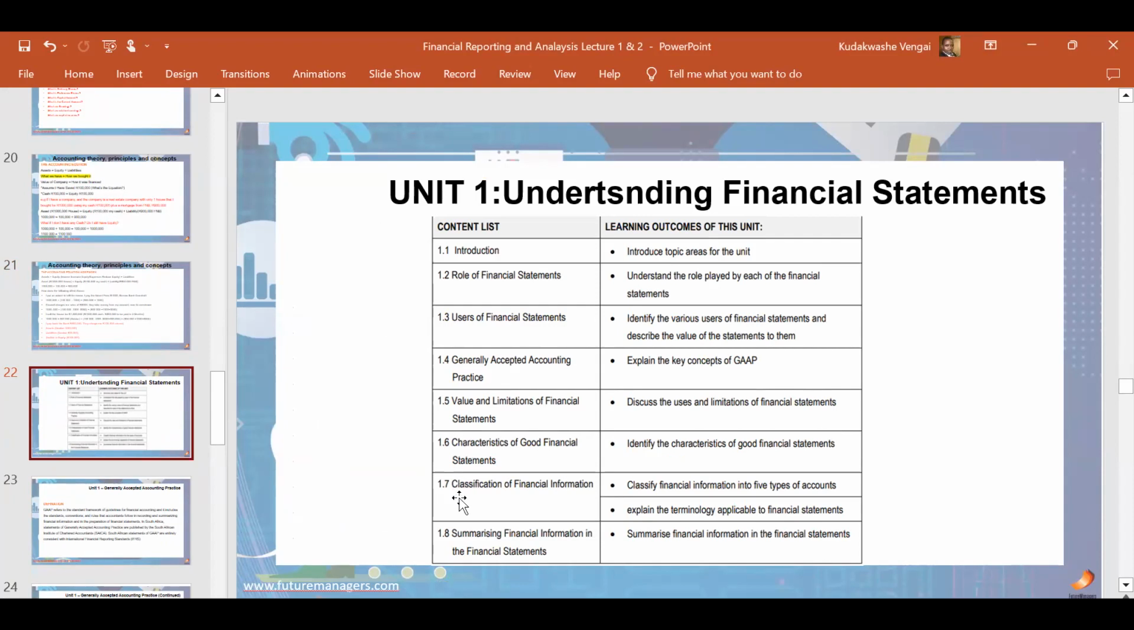So we've looked at point 1.7, which is classification of financial information, and we've highlighted the five key things, right? The assets, the liabilities, the income, the equity, and so on. And then we've explained what the accounting equation is and how the different movements happen within it. Are there any questions on this before I start talking about 1.4, the accounting standards? Anything that you need clarity on?